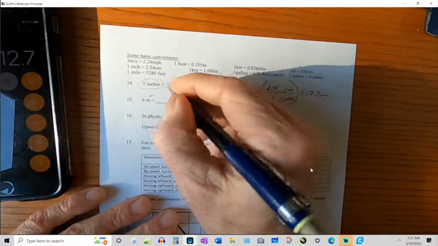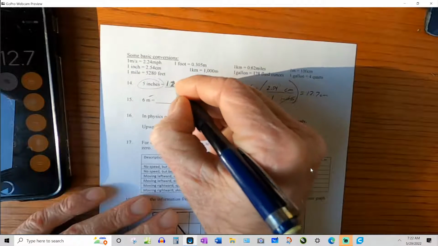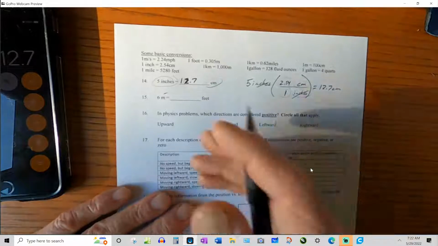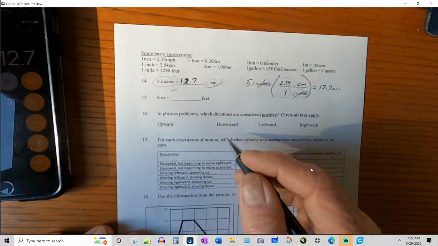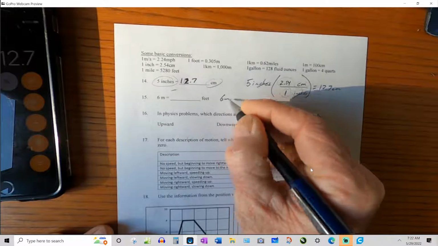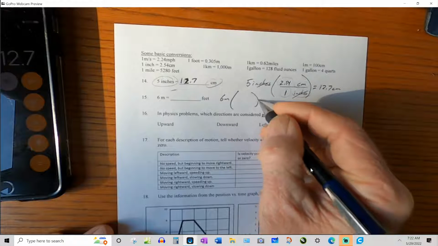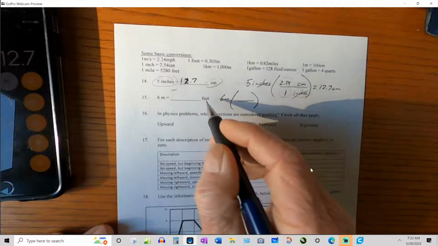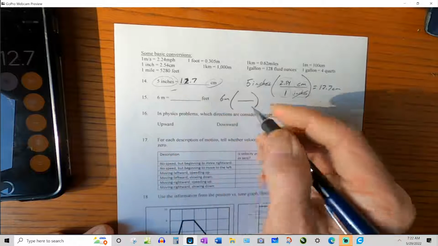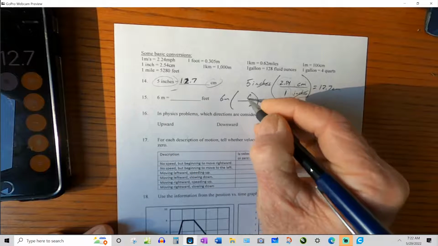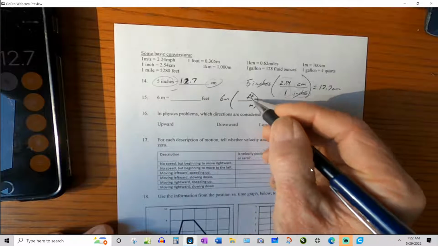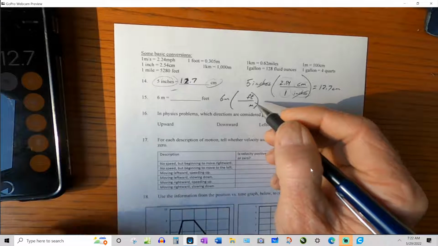My one and my two are running together there. Ugh, what a mess. Now, 6 meters equals how many feet? Same thing. I'm going to multiply 6 meters in such a way that my meters get canceled out, so meters needs to go on the bottom and I'm left with feet. So I need to find out how many feet a meter is, or how many meters a foot is.